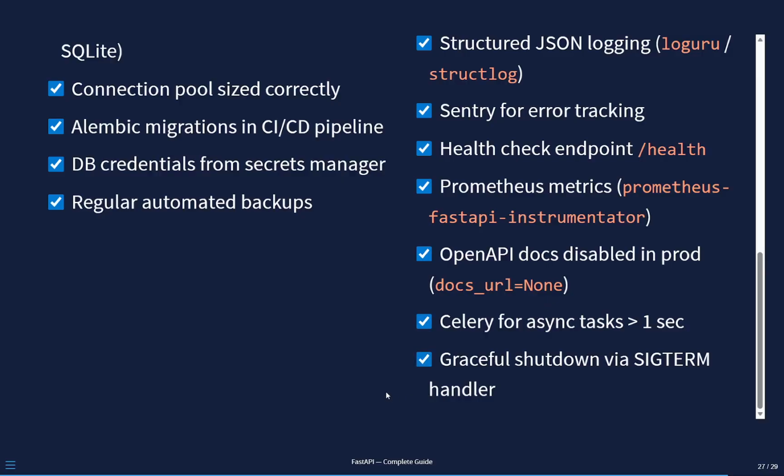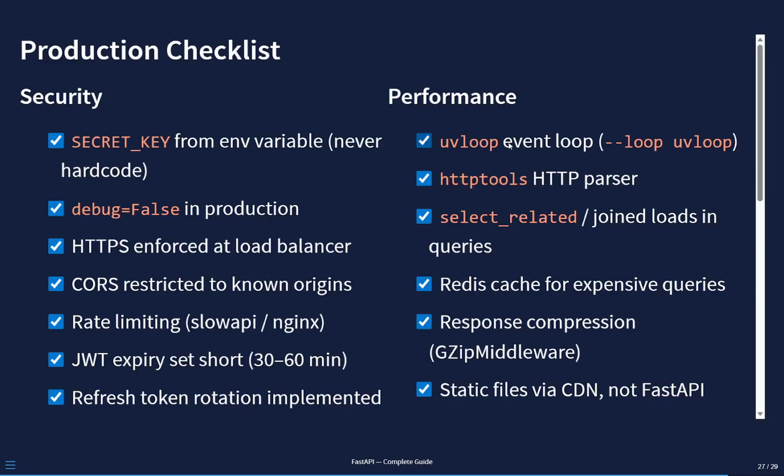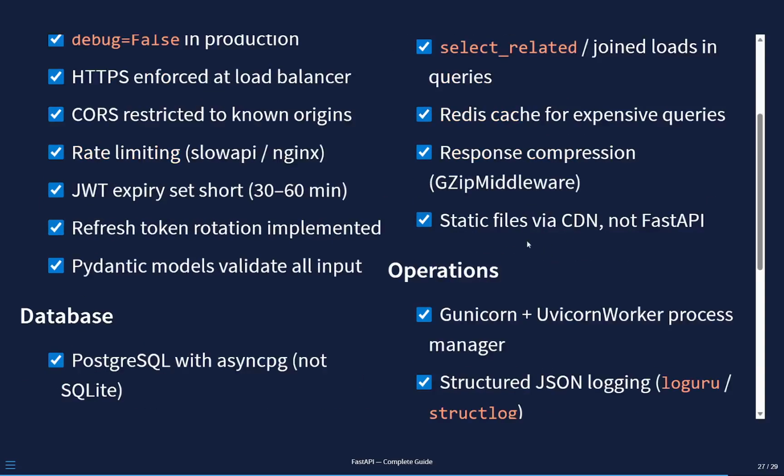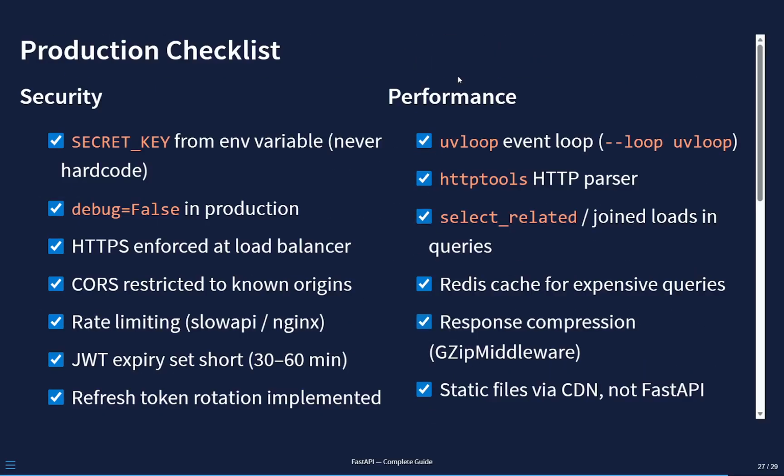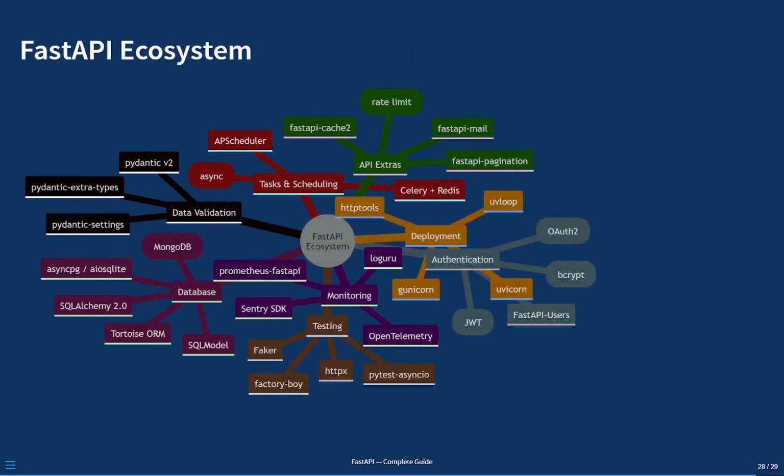FastAPI has a rich and growing ecosystem. Let's sweep through the major categories. Data validation. Pydantic v2 is the core. Pydantic Settings for configuration. Pydantic Extra Types for additional validated types like color, phone numbers, and payment cards.